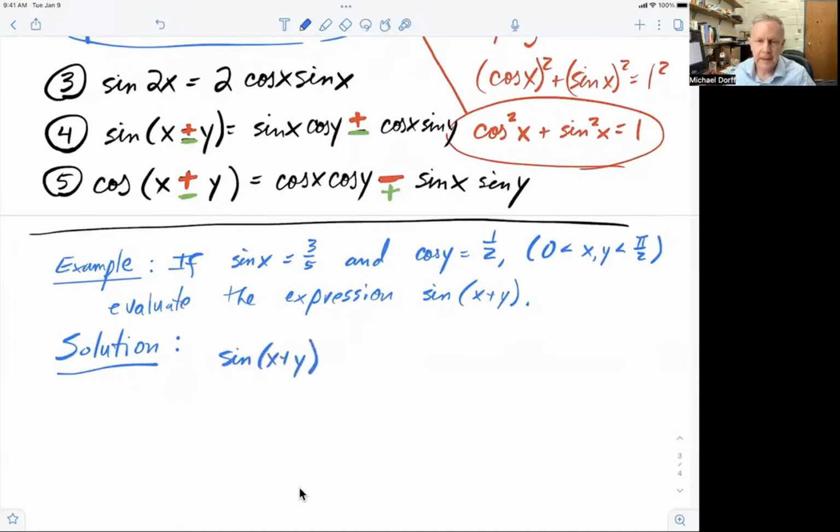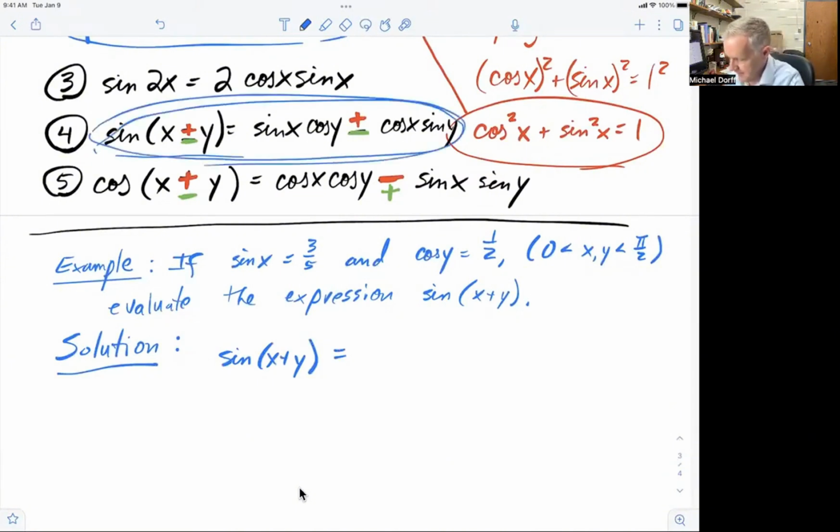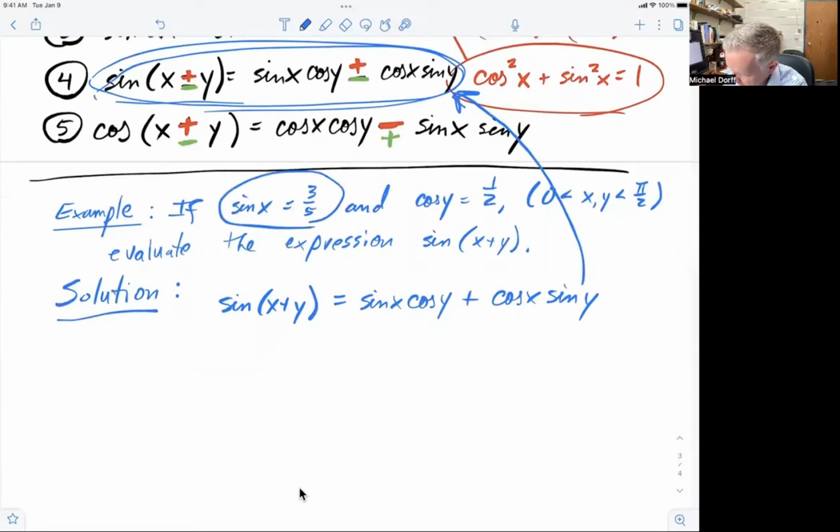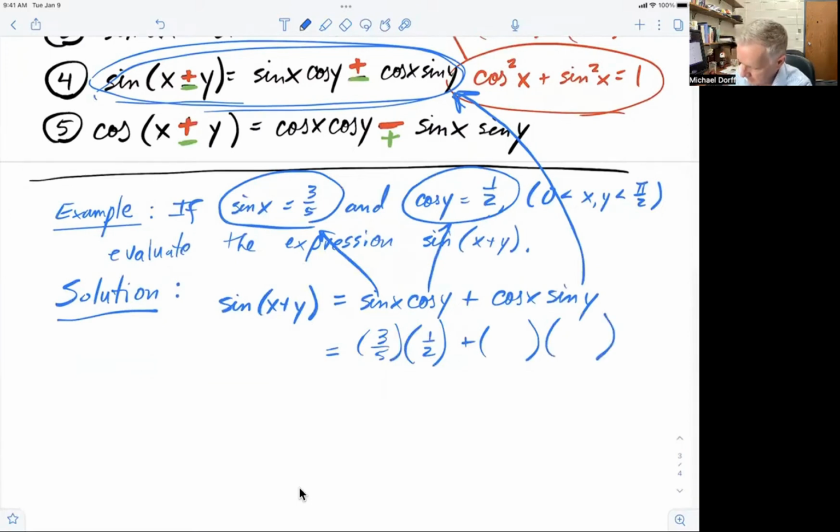There's an identity that tells us what sine of (x plus y) is. And that is this fourth identity here with the plus sign in between. So I get the sine of x cosine of y plus cosine of x sine of y. Again, that comes from this fourth identity that we just talked about. Well, we know that the sine of x is 3/5. So this is going to equal 3/5 times, and we know the cosine of y is 1/2, so we get 1/2 here. But we don't know what cosine of x is, and we don't know what sine of y is. So we need cosine of x and sine of y.